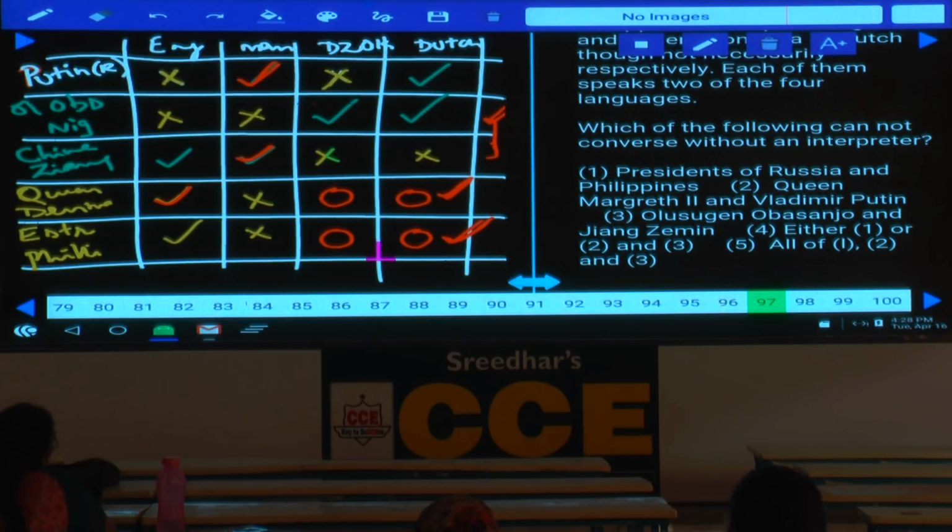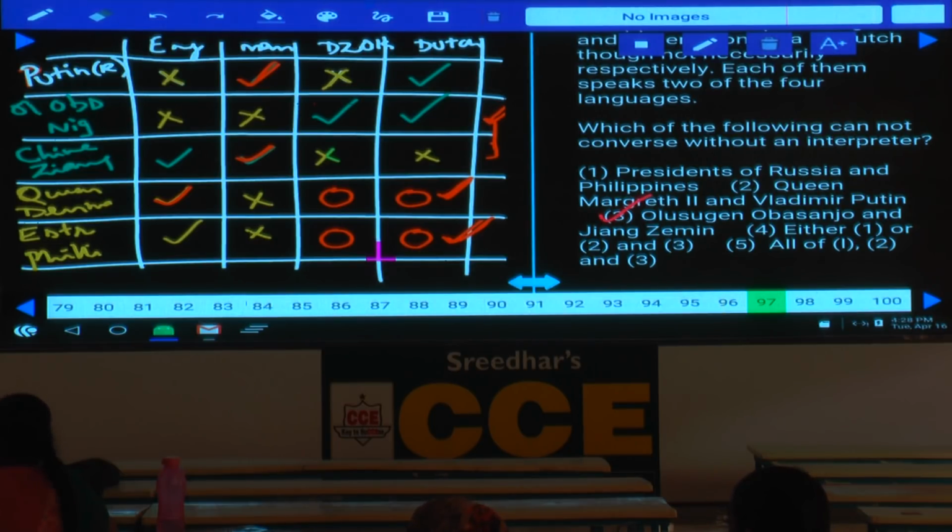Then third one, Obasanjo and Jiang Zemin. Now if you compare these two, these two persons need an interpreter because there is no language which is common between these two. Hence we can definitely say that this person requires an interpreter. Without an interpreter, these two persons cannot interact with each other, isn't it? But in the remaining cases, they may or may not, we are not sure. So what is your answer here? Choice 3.